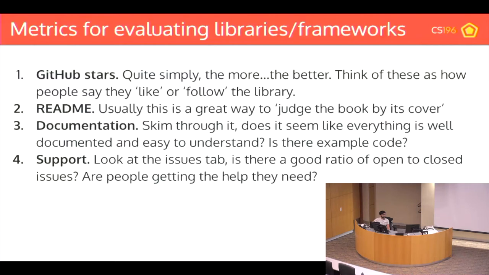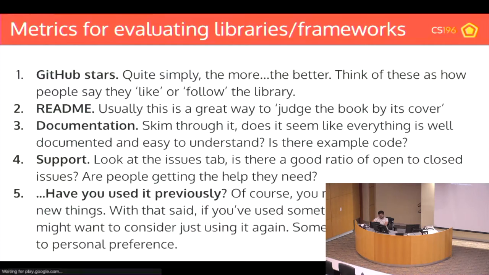So if someone has an issue with a library, they'll open up an issue on GitHub, right? If we see 1,000 open issues and 2 of them are resolved, we want to probably stay away from this library because we know that people are not maintaining it. People are not supporting those who are using their code. So are people getting the help they need? Is there a good ratio? Are people closing issues as they come?